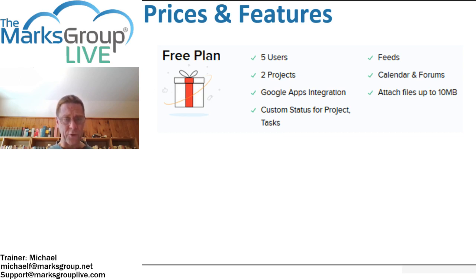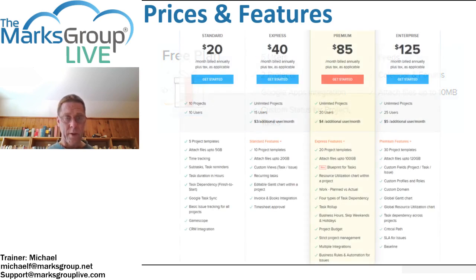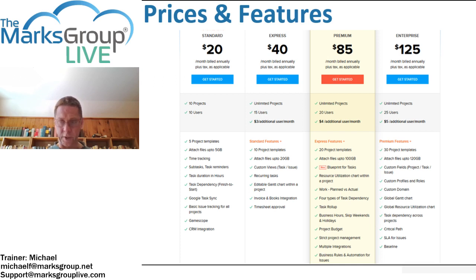So this is what you've got in the free plan. You've got 5 users, 2 projects, integration with Google Apps, calendars, forums, and the ability to attach files up to 10 megs. By contrast, the standard version, that's the one off on the left side there, gives you 10 projects, 10 users, much larger files, and much more professional control over scheduling. The standard package also provides integration with Zoho CRM, which is a really good feature to have.